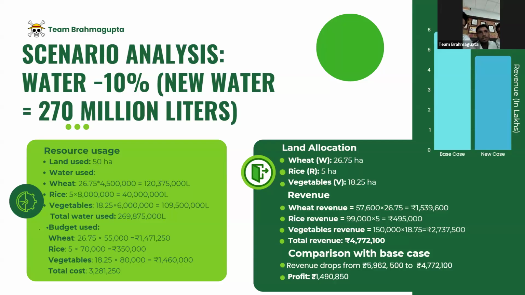Pradhan Mantri Krishi Vikas Yojana. Paramparagat Krishi Vikas Yojana. What do you say? Paramparagat means tradition, like traditional methods we are using, the traditional agriculture system. Okay.